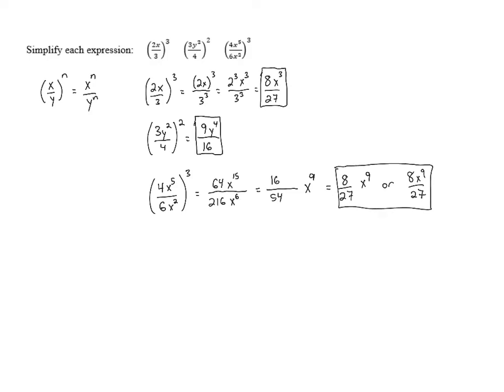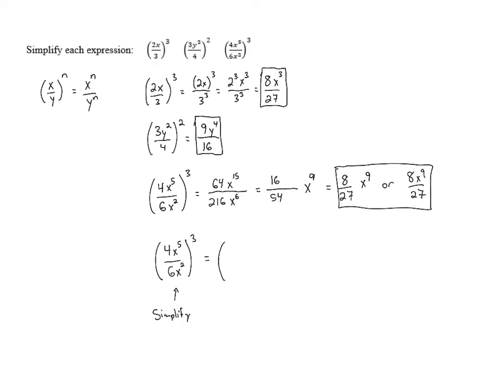But those coefficients were huge, 64 and 216. There is an easier way to do this. And it's to recognize that in our original problem, 4x to the fifth over 6x squared, all raised to the third, we have a fraction on the inside that we can simplify. Even though the rule says that we're supposed to distribute that exponent to the numerator and denominator, which is true, we have a fraction on the inside, and whenever we have a fraction that can be simplified, usually it's helpful to simplify it.